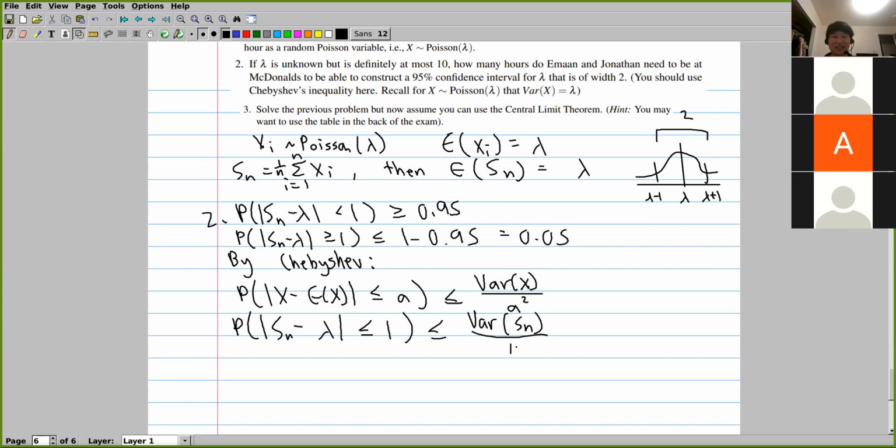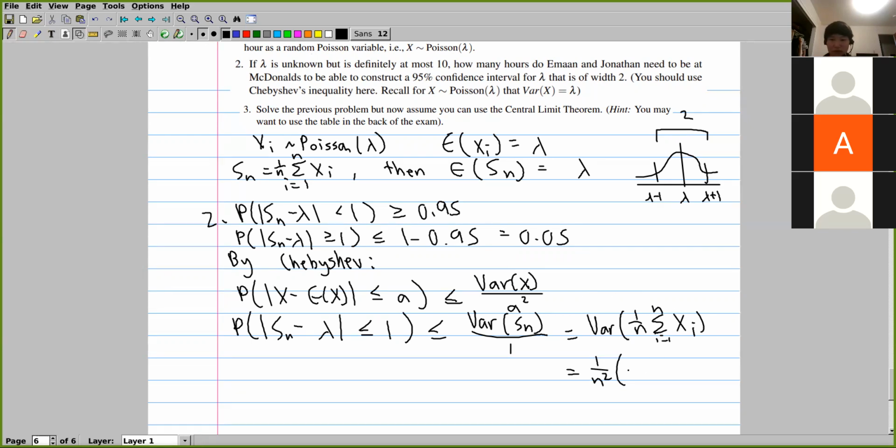Yeah, 1, because it's 1 squared. And the variance of Sn is the sum of the variances, which is lambda over n. Okay, I'll break it down a little bit. So this is going to be the variance of 1 over n times the summation of all the xi's. But because the xi's are independent, we can pull out this constant, 1 over n squared, times the summation of all the variances of the xi's.